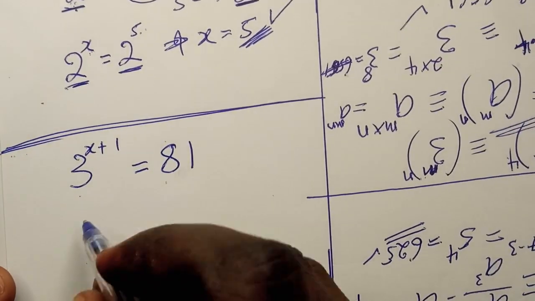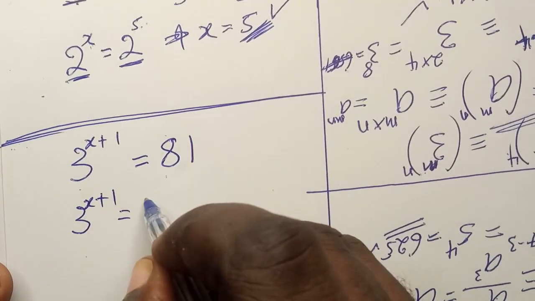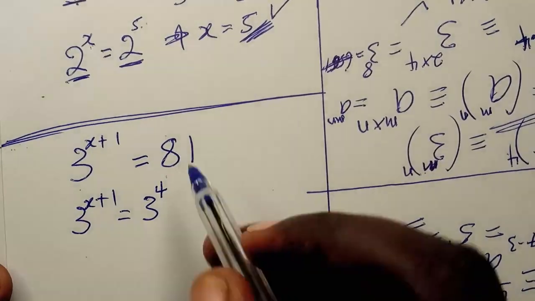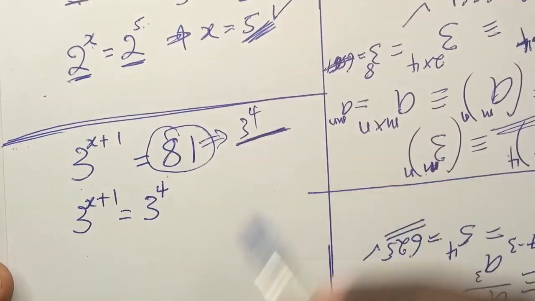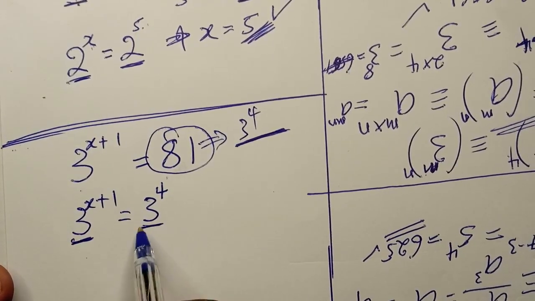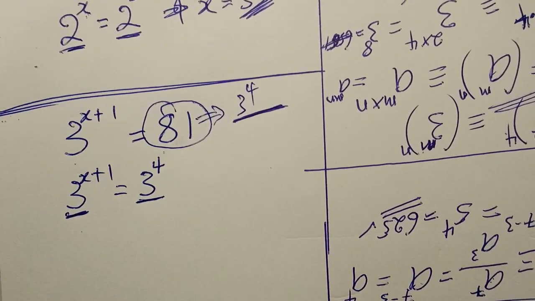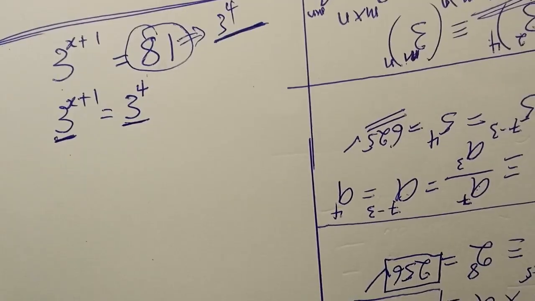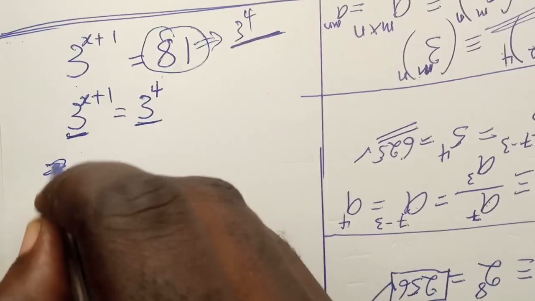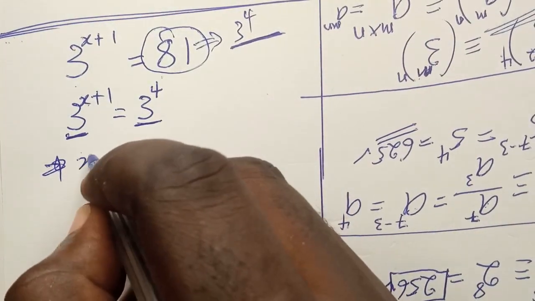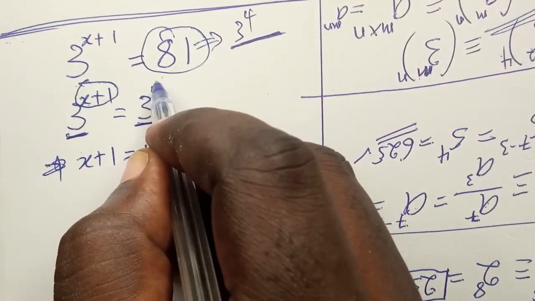In this way, we can say that 3 to the power x plus 1 is equal to 3 to the power 4, since we have just expressed 81 as 3 to the power 4. Since the bases are the same here, the powers must be the same. We therefore state that x plus 1 is equal to 4, considering just the power, as you can see here.